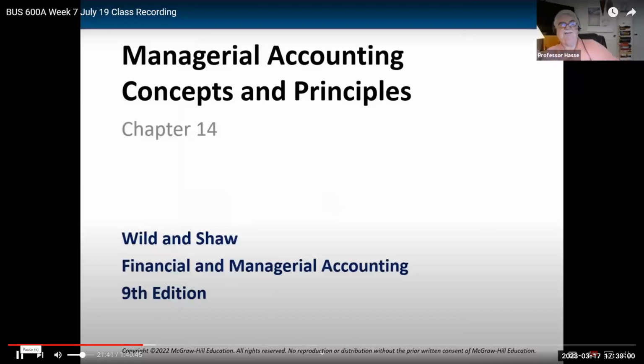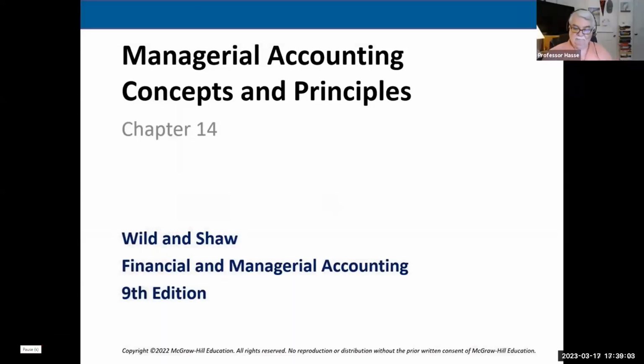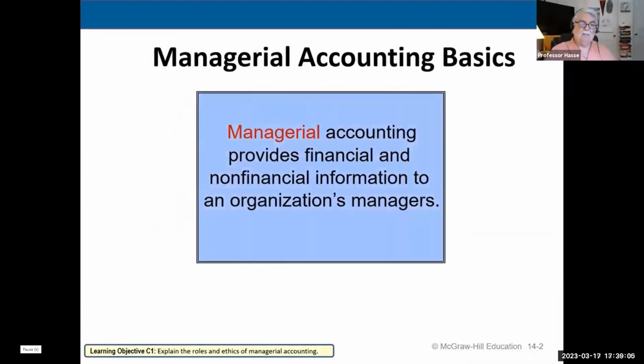Chapter 14 is about the definition of managerial accounting. Managerial accounting provides the data from the accounting transactions, or the bean counters within a company, sorry to use that word, and provides information on management efficiency to the organization's managers. It's mainly an internal function. Most of this data does not go out to the general public. It's internal. It tells the people who are running the company what's up.